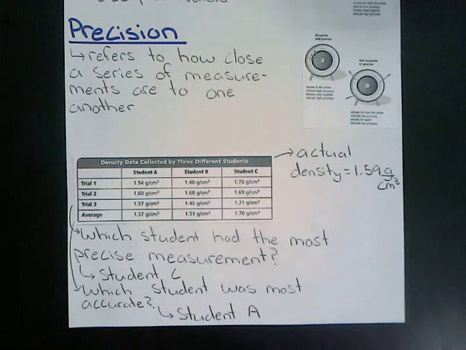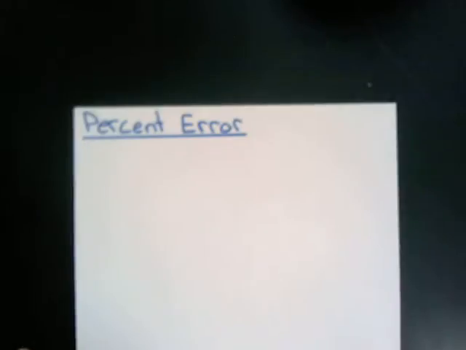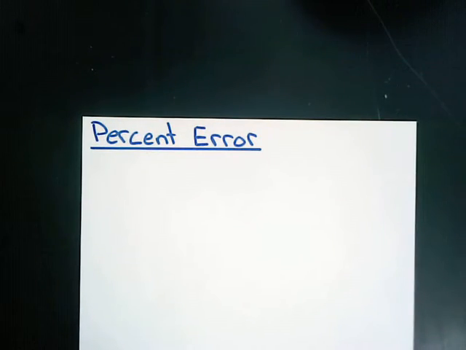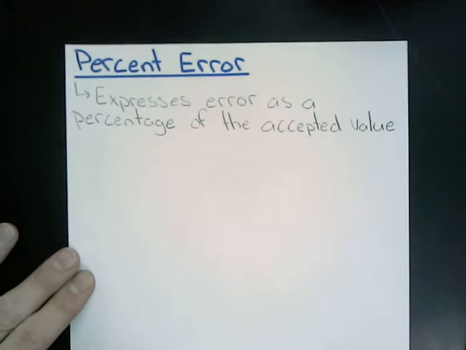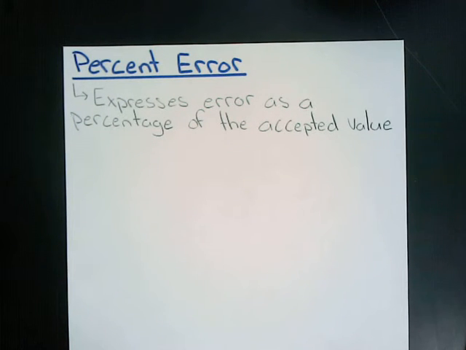Okay, so that's how we can distinguish between precision and accuracy, and again, how they're interrelated and correlated to one another. Now with this data, what we can also do is talk about our percent error. Our percent error is broken into a couple of things. Number one, percent error expresses error as a percentage of the accepted value. And percent error is normally seen in a formula.